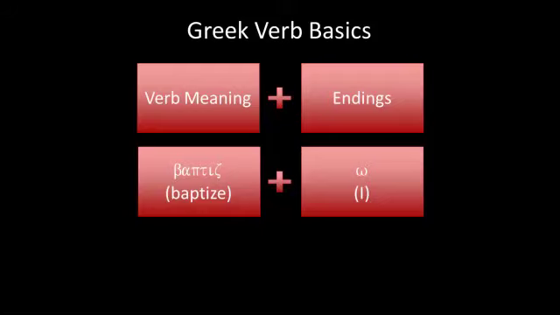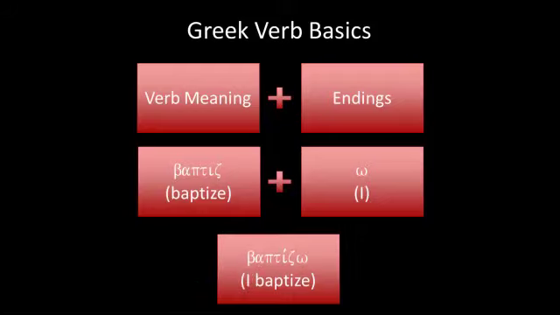So for example, imagine that you have this box right here with baptiz. This is the present stem of the verb baptizo. The basic meaning is baptize. The ending, the omega ending, will tell us it's going to be I. These are personal endings, by the way, person and number, first, second, third, singular, plural. So you take the verb meaning baptize, and you take the ending that tells you it's going to be I, and you put it together, baptizo, and you have I baptize.